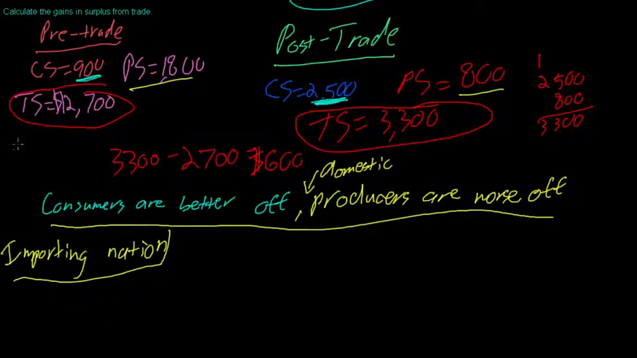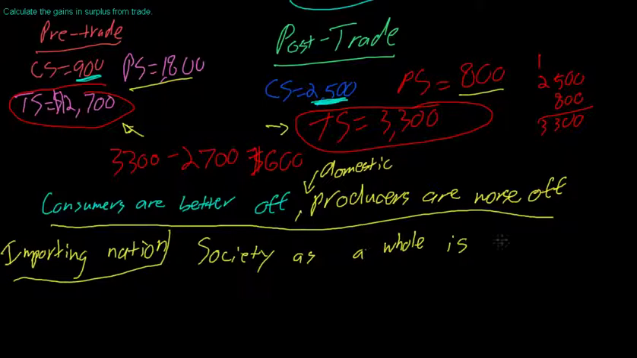Hold on one second. There's one more thing I want to say before I go on. So consumers are better off, domestic producers are worse off in an importing nation, but society as a whole is better off. And we can see that because total surplus grew from 2,700 to 3,300. So society as a whole is better off.